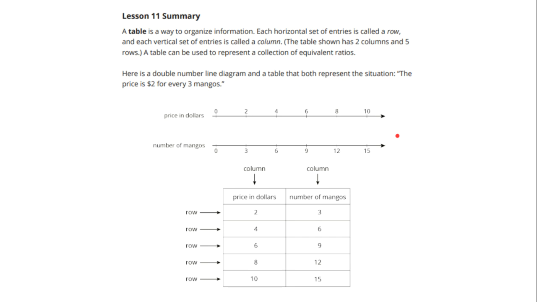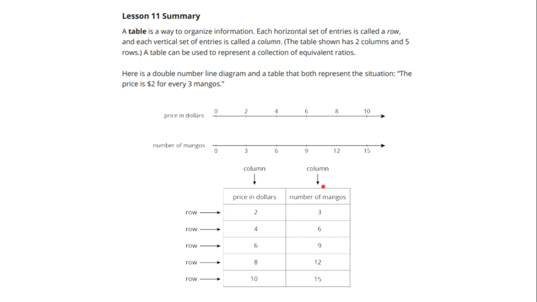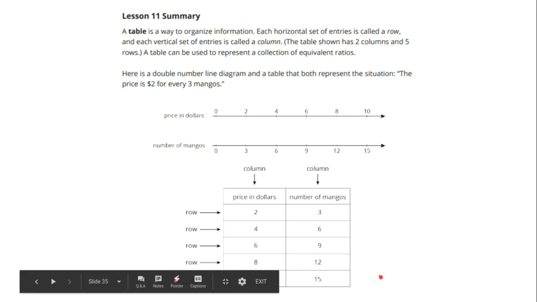So you do have a double number line and you do have a table. Both are ways that you can show the equivalent ratios. Sometimes, especially if you're getting into larger numbers, you may want to use a table. So in summarization, table, double number line, both ways you can share your information. Let's go ahead and finish lesson 11.3 by trying to fill in the table.